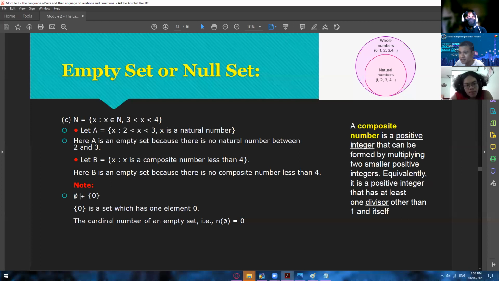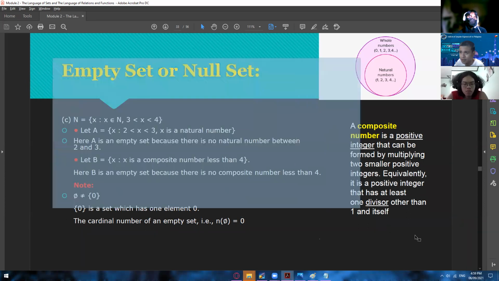Okay, so just take note that this one is not equal to this one. This one is the empty set itself, but this one is a set that has one element, which is 0. The cardinality, or the cardinal number, of an empty set is of course 0. So 0 count of elements, but this one has a cardinality of 1. When we say cardinality, it is the count of elements inside of that set. We'll talk more about cardinal numbers later on. But that is it for the empty set or null set. So are we clear so far?